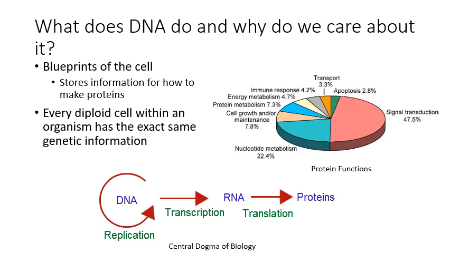We have cell growth and maintenance, protein metabolism, energy metabolism, so that's like cellular respiration and fermentation, things like that. Transport, so moving things around. Apoptosis is a major category. So apoptosis is what again? Cell death. Great. And then signal transduction is a huge part of proteins' functions. Does anyone want to make a guess at what that is? What could signal transduction mean?